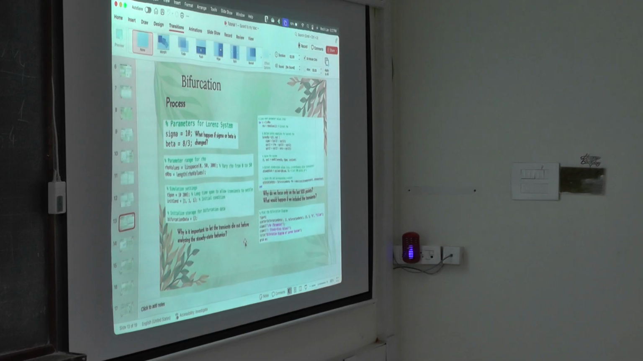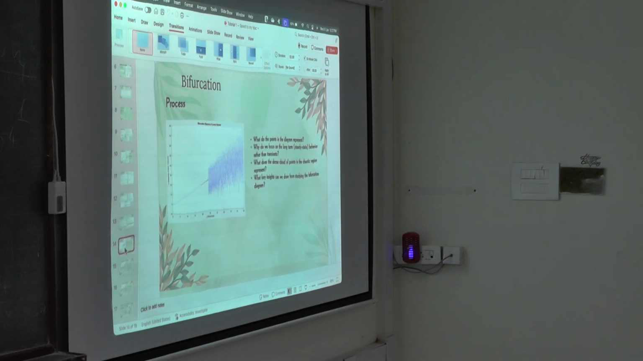Yes, I see you raise your hand. Okay. So this is the bifurcation. Let's see the result. Okay, so this is the result of the bifurcation.